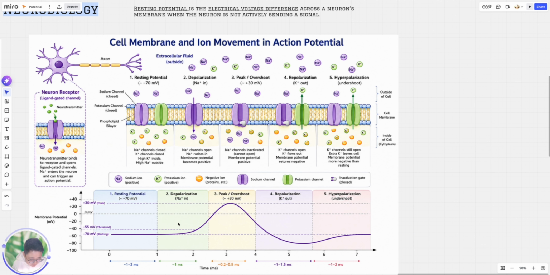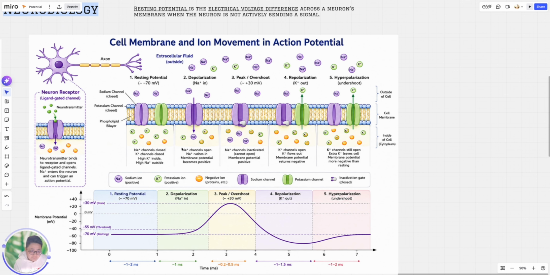Why is it minus 55? Don't know. Didn't ask. Someone has done research on it. So basically, if it reaches minus 55, boom, we fire. And if it hasn't reached it, we're just like, did it really happen? No, not really. Did it fire? No, it did not fire. We just kind of let it go.